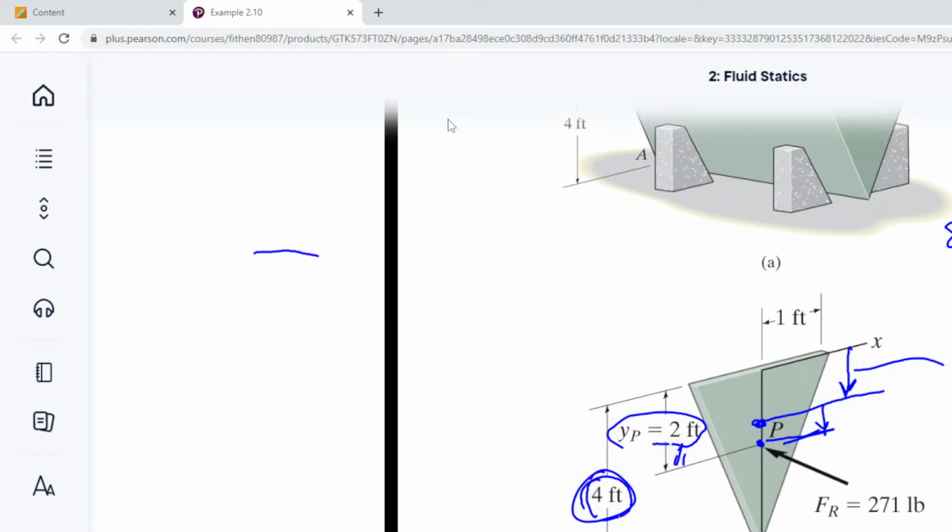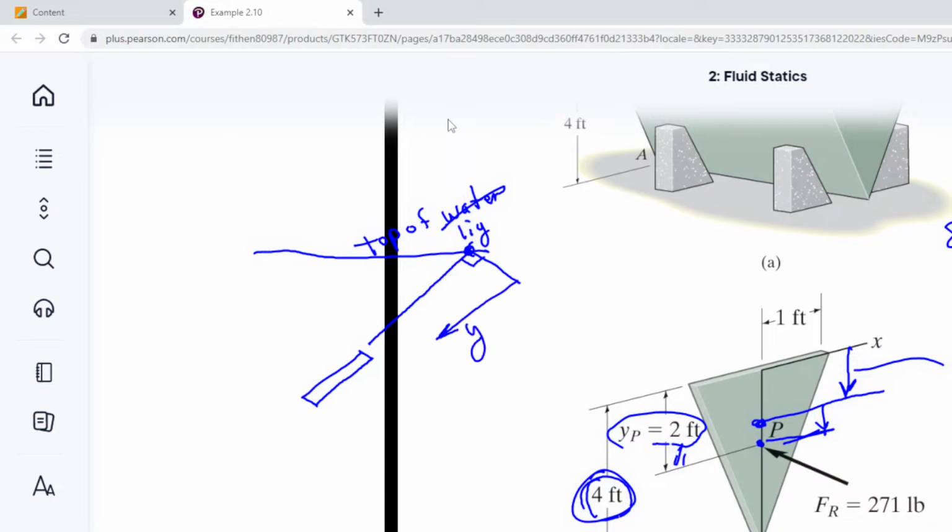You look over here, this is the top of the water or liquid, and you have some sort of gate. The line in which they meet forms a coordinate system in which y comes here, but h comes here. Usually they'll give you this angle, and so it's pretty easy to figure out. Here, let me erase that. And I'll erase this.